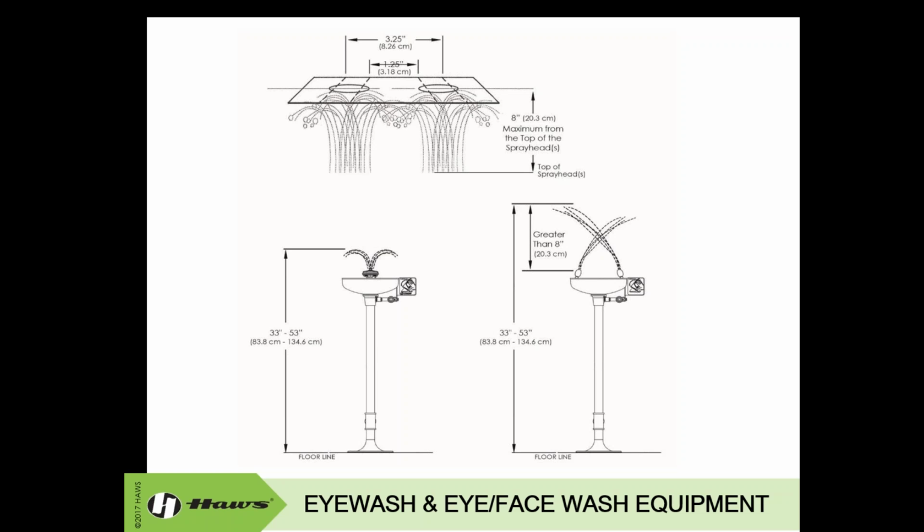The one on the left has a flow control within the head. It does meet the 33 to 53-inch requirement, and it has a zero vertical velocity, which we'll get into a little later. It's pretty much a puddling effect when the water reaches the highest point, and it makes it really comfortable for the user.